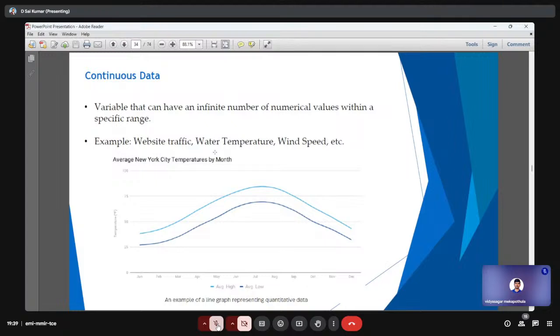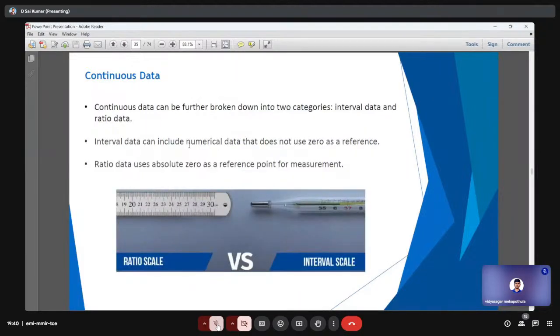Similarly, we have continuous data, which can be shown using this graph. Continuous means the values fall in some specific range, like temperature, wind speed, or website traffic. Continuous data is further divided into interval data and ratio data, where interval data does not use zero as the reference, whereas ratio data uses zero as the reference for measurement.